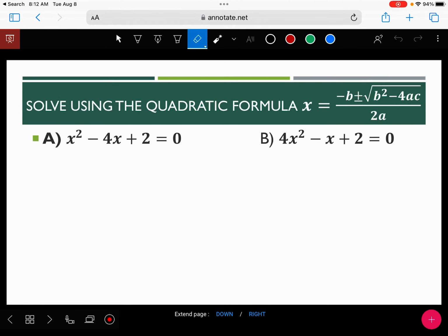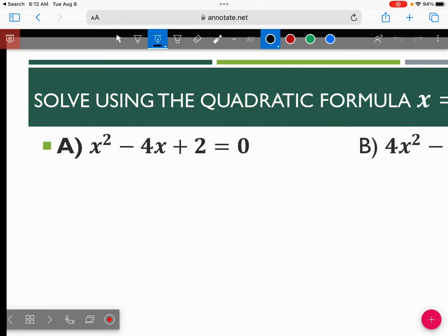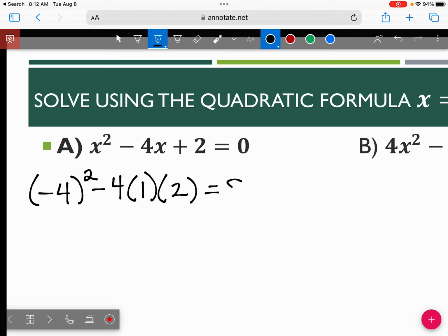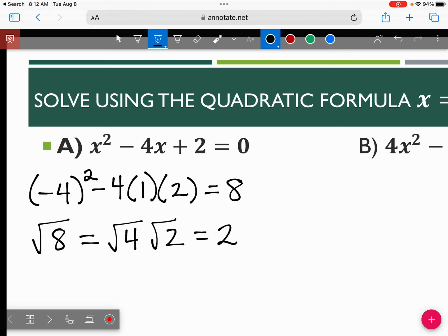So really quickly, I'm going to run through A again. I know we solved it yesterday, but we started off by finding our discriminant, which was b squared minus 4 times a times c, which gave us 8. And then we simplified the square root of 8 by removing the perfect square, which is 4 times 2, which got us 2 root 2.